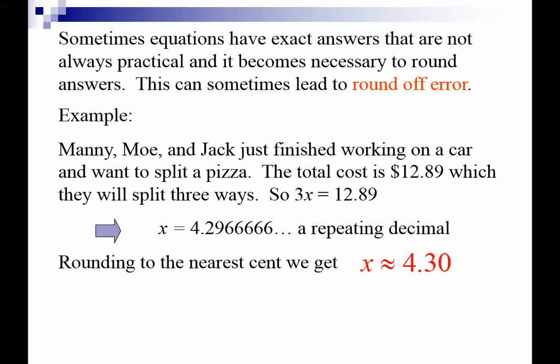So we'll just look at a very simple problem. It says Manny, Mo, and Jack just finished working on a car and want to split a pizza. The total cost is $12.89, which they will split 3 ways. So you come up with this model of 3x equals $12.89, and that x would represent the amount that it would cost each person if each person is putting in money equally, right? Since there are 3 people, we're saying 3 times the x.